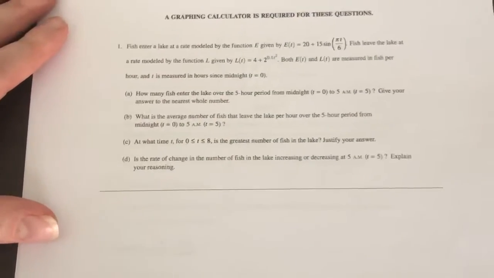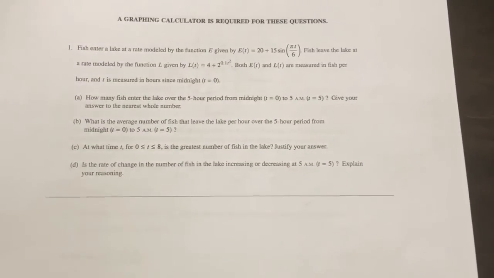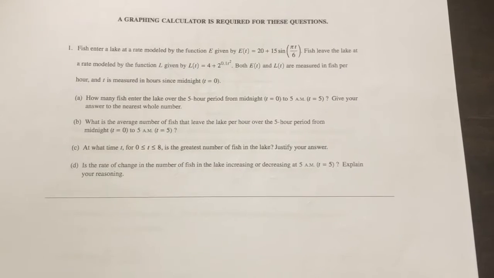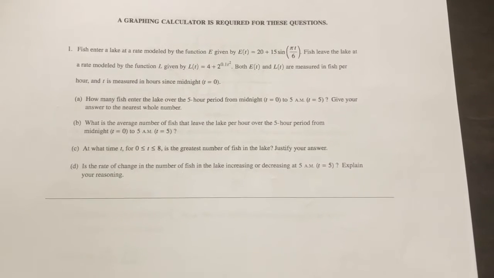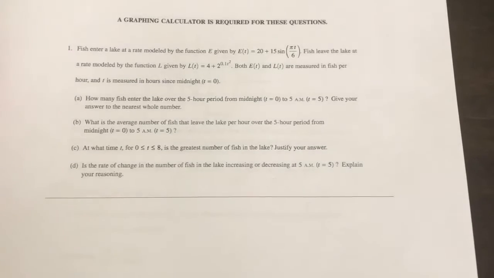Okay, next example problem. I would like to say that this is kind of like an accumulation problem. Or if we talk about a parking lot problem, or there's a monkey problem that we talk about in one of the free responses. So it says fish enter a lake at a rate modeled by E of t, and fish leave the lake at a rate modeled by L of t. Both E of t and L of t are in fish per hour, with t in hours since midnight.